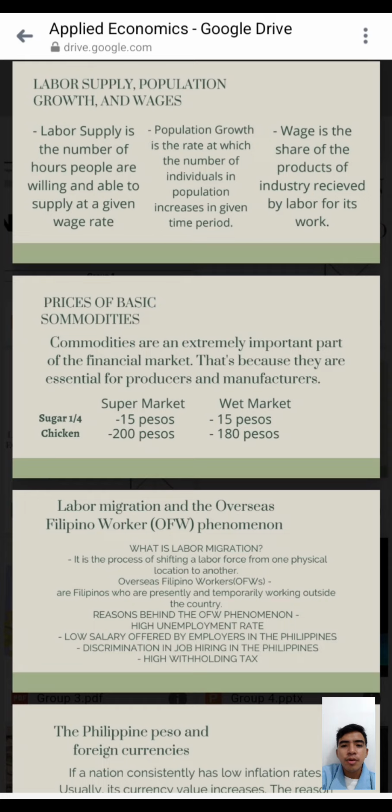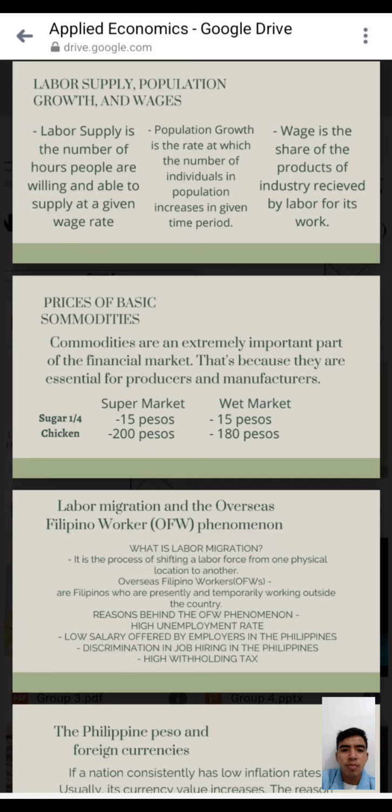Labor supply, population growth, and wages. Labor supply is the number of hours people are willing and able to supply at a given wage rate. It is the total hours that workers or employees are willing to work at a given wage. Population growth is the rate at which the number of individuals in a population increases in a given time period.